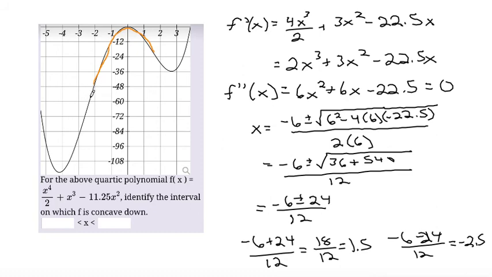So we know that we have two inflection points. One is at negative 2.5, approximately here, and one is at positive 1.5, approximately here. So notice that this looks, visually, like the region where it changes to a concave down, or like an upside down bowl. So we can say our interval where the function is concave down would be from negative 2.5 to positive 1.5.